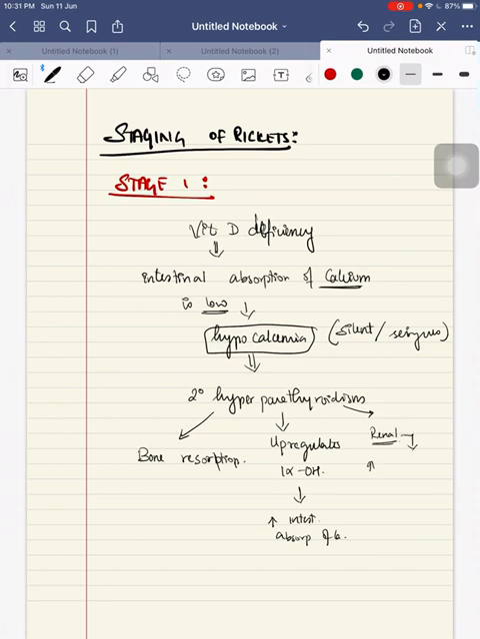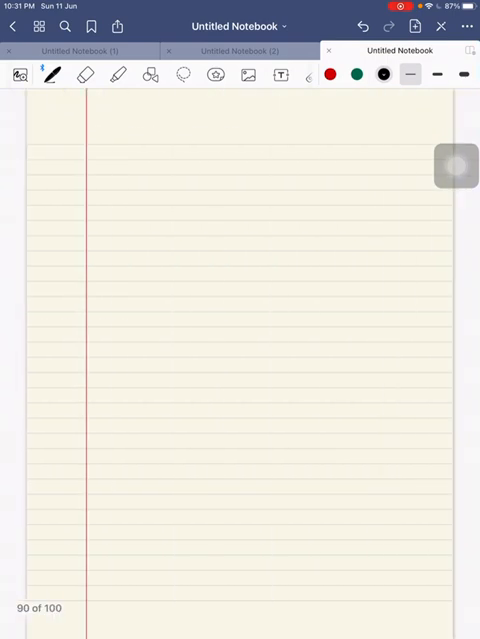In the kidney, it causes increased calcium resorption, and second, increased phosphorus elimination or excretion. Okay, this is stage 1 when there is a vitamin D deficiency in a child, the starting stage.